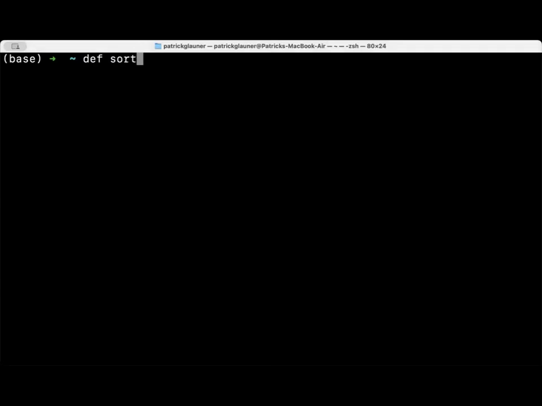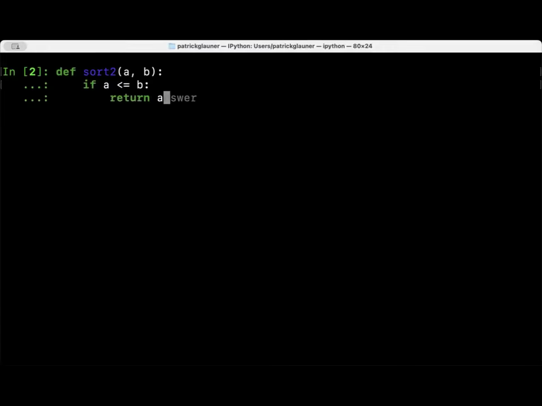So we can say, well, sort 2, we just sort 2 values, A and B. Oops, not in Python yet. So sort 2, A and B. And I can say if A is less than or equal to B, then I can return A and B in that order. So this is the cool thing about Python. I can return multiple objects at the same time. What this does is it's eventually just a tuple that I'm returning, a tuple with A and B, but I don't need to put these parentheses around.